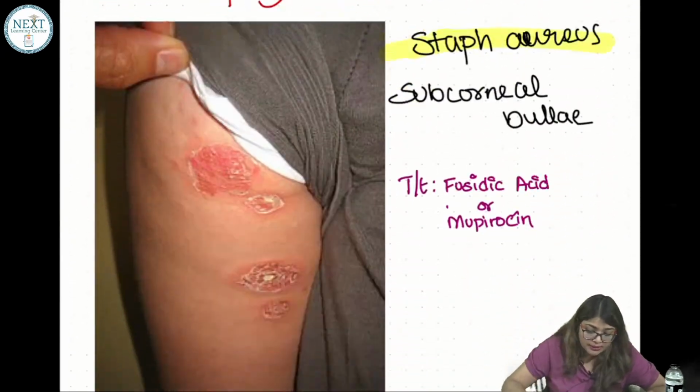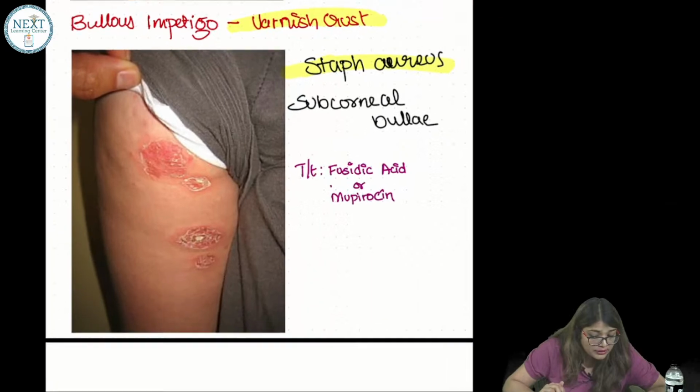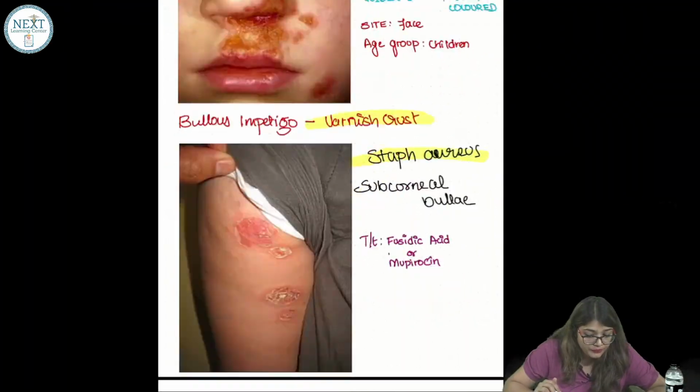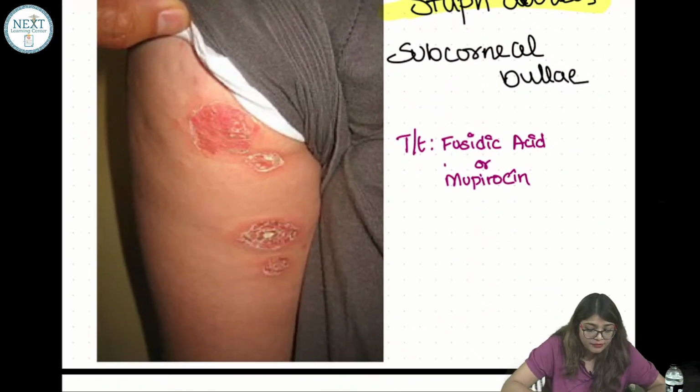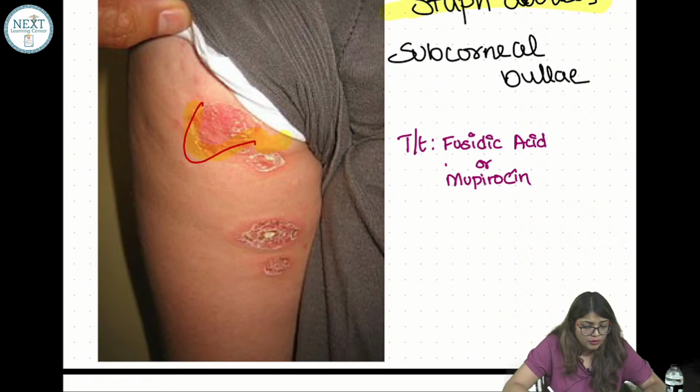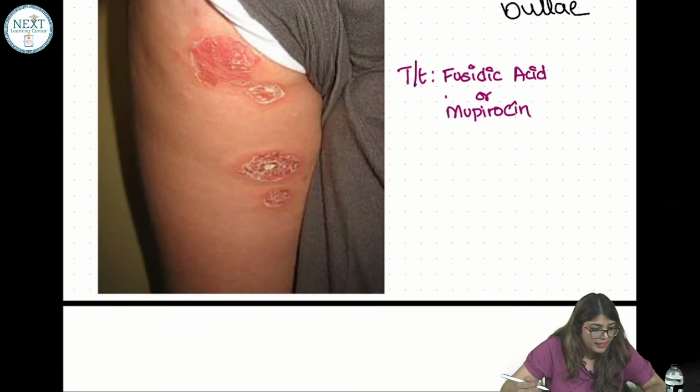Okay, this is your honey crusted, non-bullous impetigo. This is your bullous impetigo, and what will you have? You will have bullae, right?